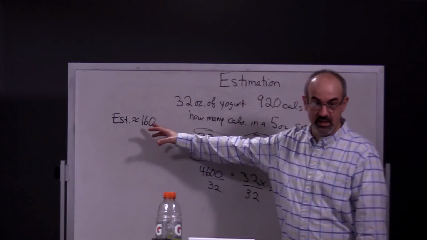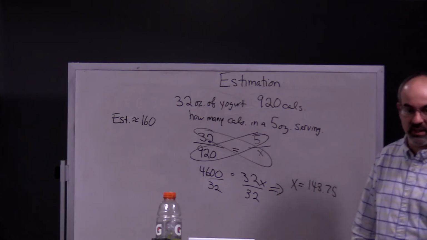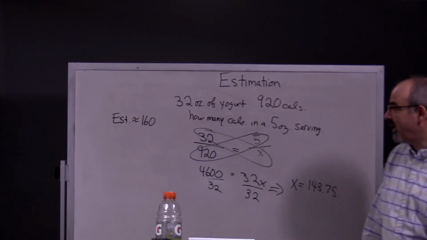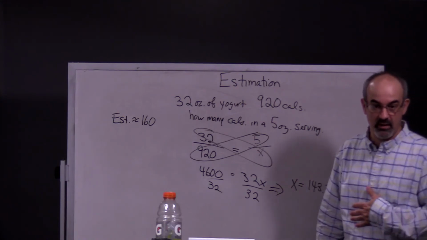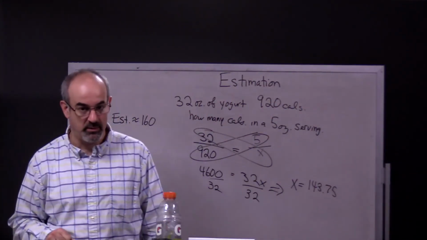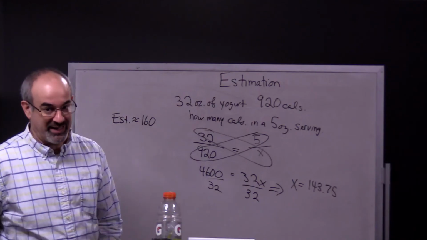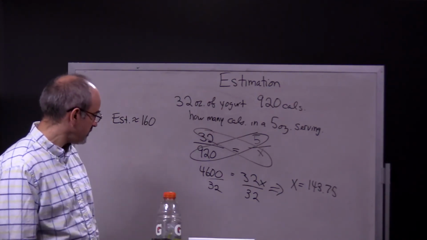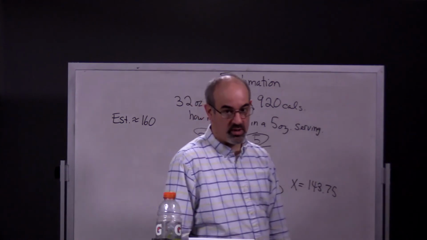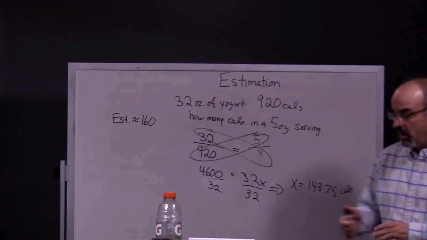Our estimate was 160. This is pretty close to 160. It doesn't make me think that this is wrong, being that it's 16.25 away. Close enough that my estimate's what's off. This is the right answer. My estimate was off by a little bit, but that's because it's an estimate. It's still in the ballpark. So that leads me to believe that this is the correct answer. I didn't punch anything wrong into my calculator. So in 5 ounces of yogurt, there are 143.75 calories. You should label it. You should actually write a sentence too, but I'm not going to do that right now.